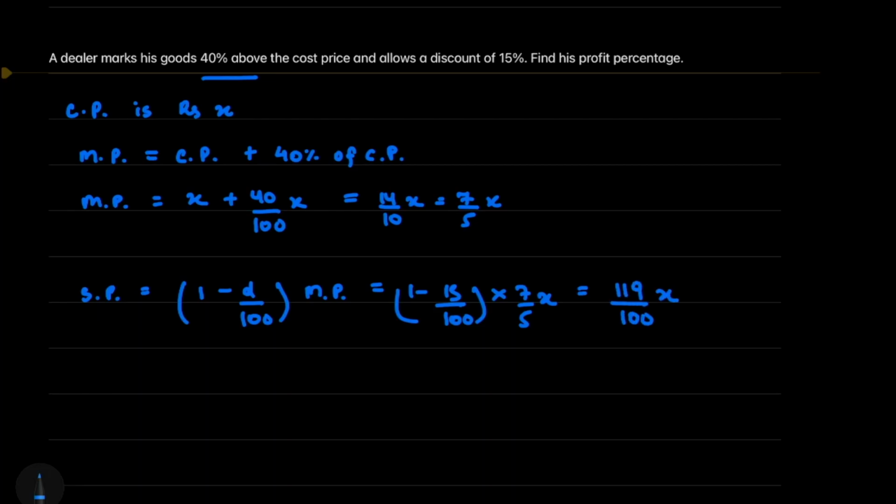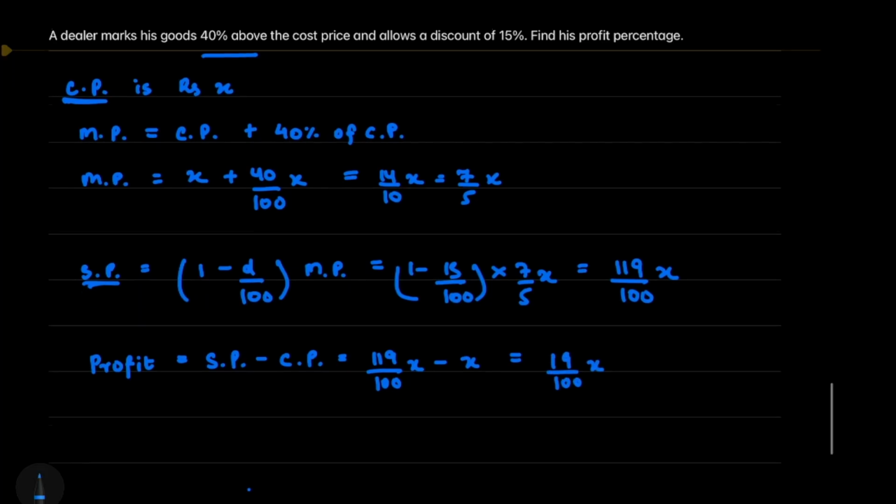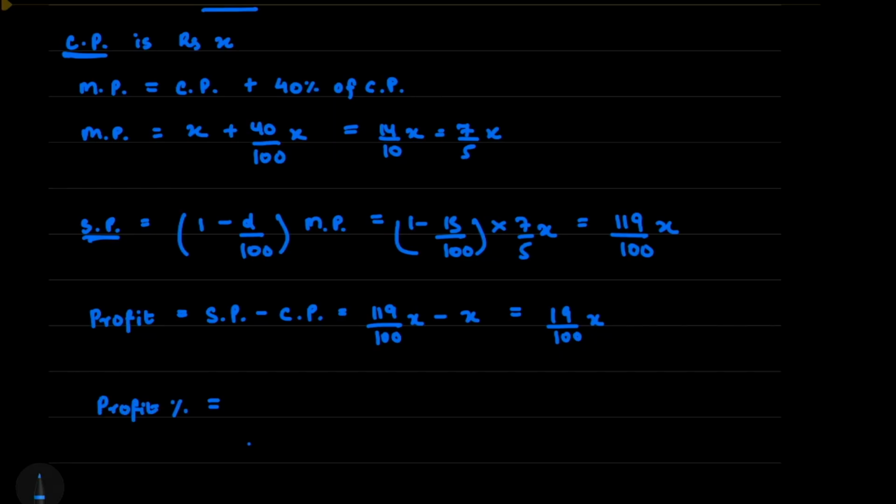That's our selling price. Because we need to find the profit percentage, we will only be using cost price and selling price. So let's first find the profit, and that is selling price minus cost price, which comes out to be 119 over 100X minus X. And this gives us 19 over 100X. Finally, our profit percentage would be the profit, 19X over 100, whole over the cost price, which is X, into 100. So this eliminates X, and we are finally left with 19%. And that's our profit percent.